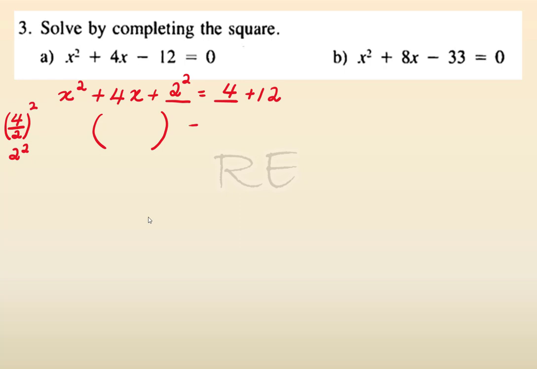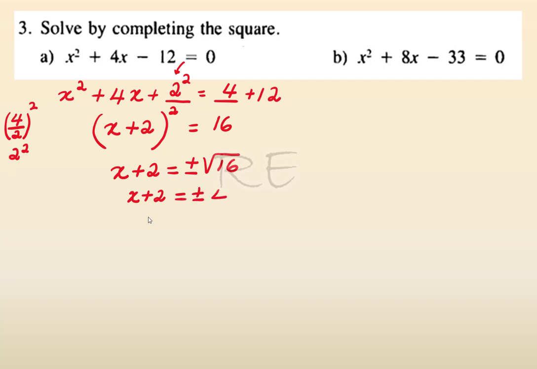Now we can create our template, which is going to be a perfect square, and add 4 to 12, which is 16. So the perfect square is x plus 2 squared, and when we take the square root of both sides, x plus 2 will be equal to plus or minus square root of 16. So x plus 2 is equal to plus or minus 4.